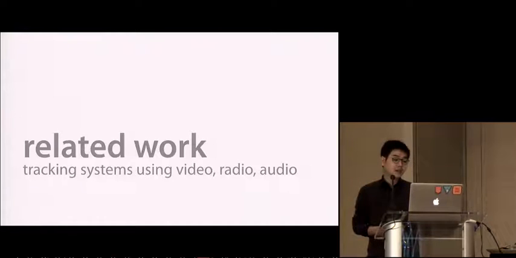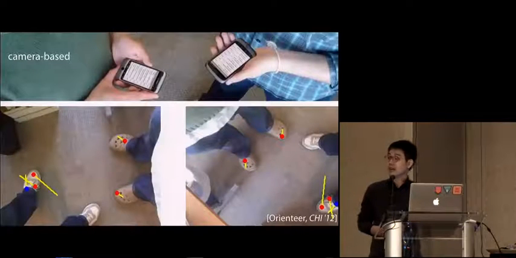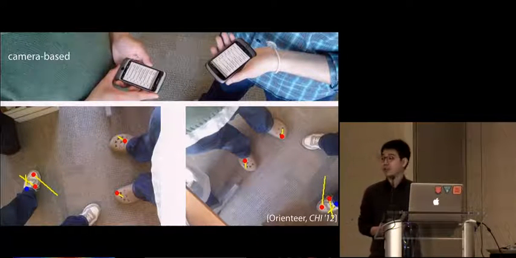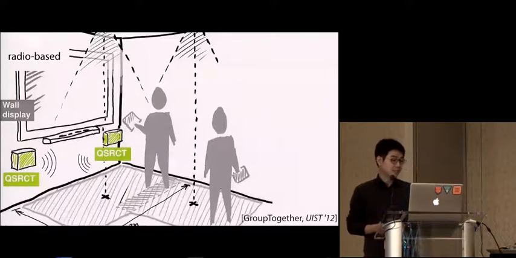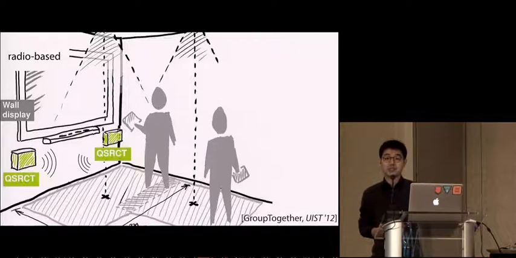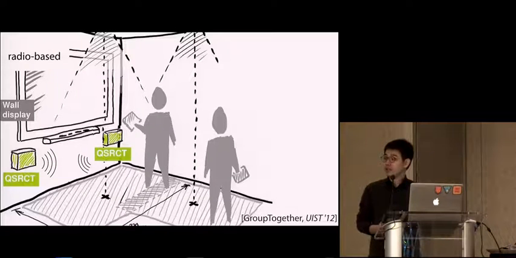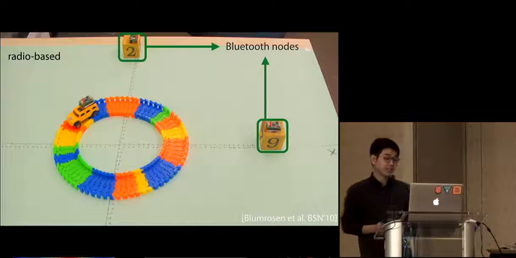In the related work, people have used video, radio, and audio to track devices in 3D space. For example, Touch Projector uses the back camera to enable interaction with the remote display. And Orienteer determines the orientation of proximate mobile devices using their back camera. For radio, Group Together places spatial radio nodes around the environment and then runs a triangulation to infer the rough layout of different radio nodes. And similarly, they triangulated the device locations using additional Bluetooth nodes.